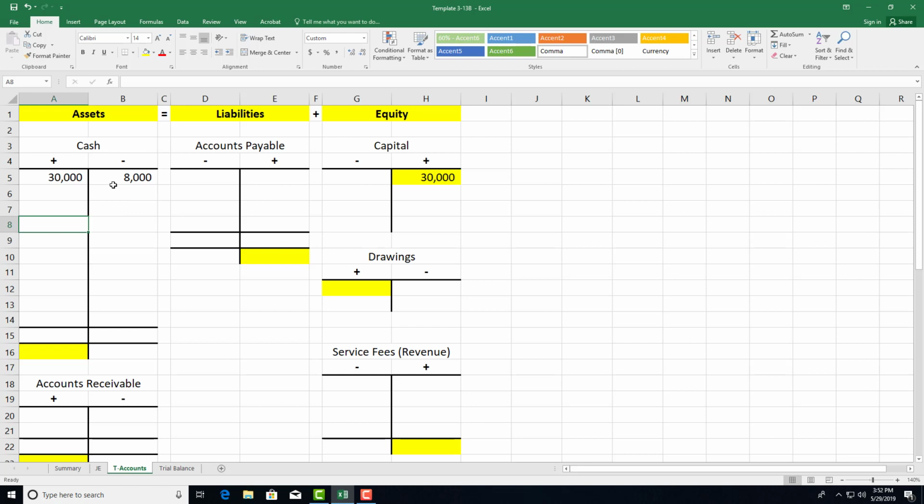And at this point in the semester, it might still sound really weird to say a credit is a decrease, but it is. So for an asset, a credit is a decrease, whereas for a liability or some of our equity accounts, a credit is an increase.